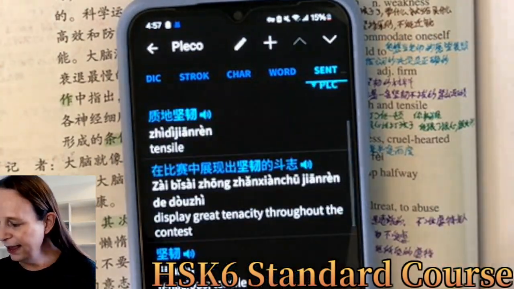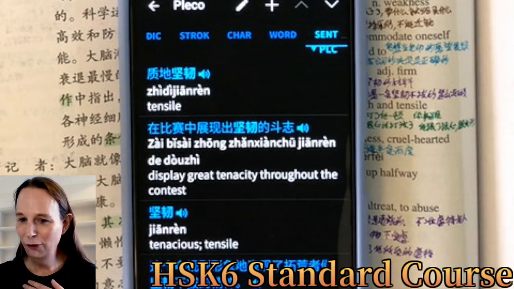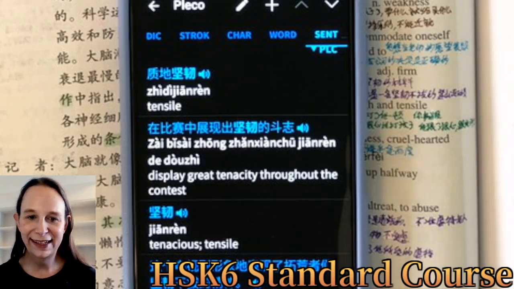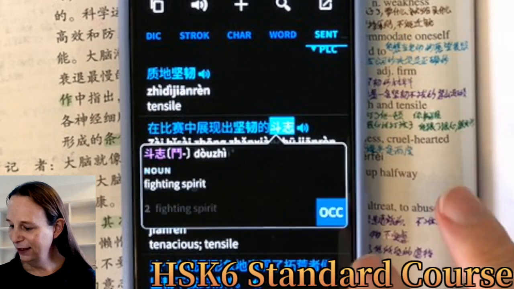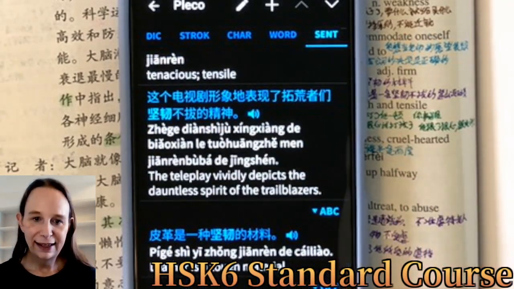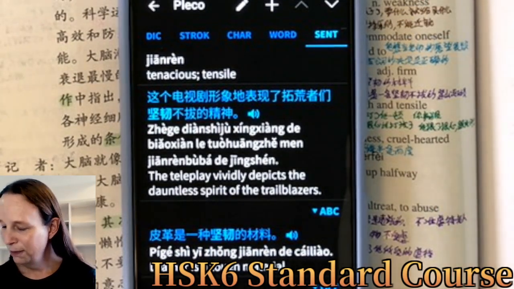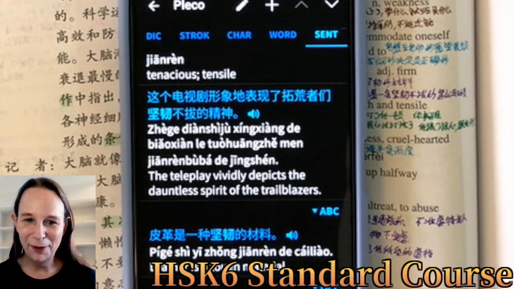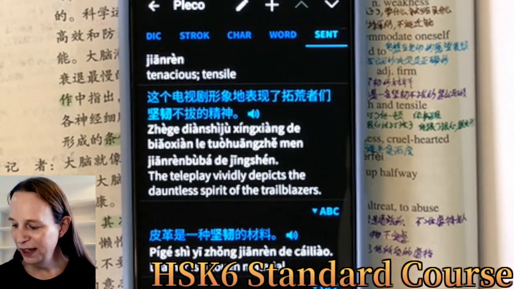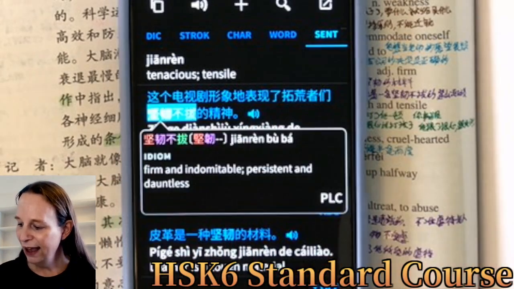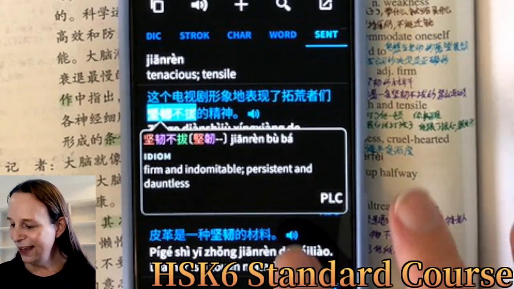All right. 在比赛中发现出坚韧的斗志. Yeah, so this is the emotional thing. Display great tenacity through the contest. So this is not describing your physical body, it's describing your willpower. Your fighting spirit. Yeah, that's a good one. 这个电视剧形象的表现了拓荒者们. Is that really a word? 拓荒者, pioneer. 拓荒者们坚韧不拔的精神. Yeah, 坚韧不拔. I haven't encountered this one. What does the 拔 mean? I don't know. Just persistent. Lack of giving up.